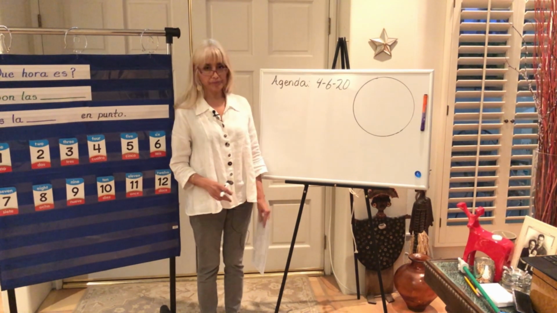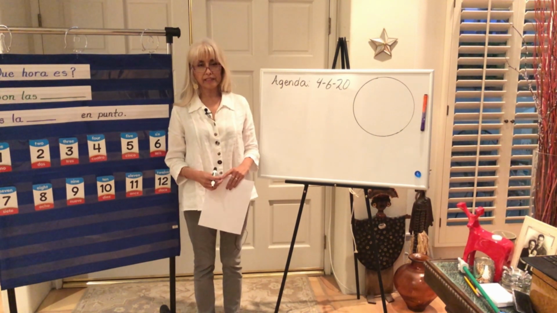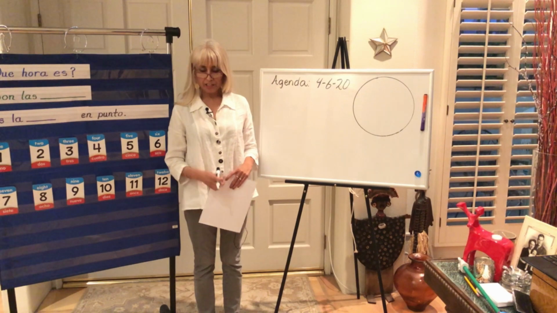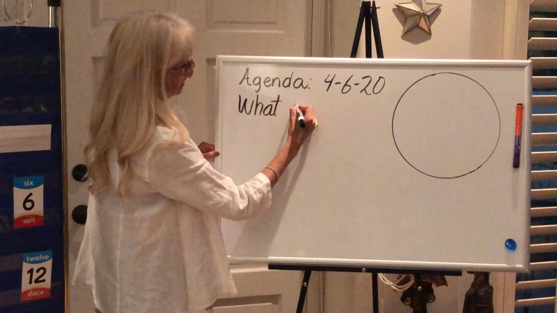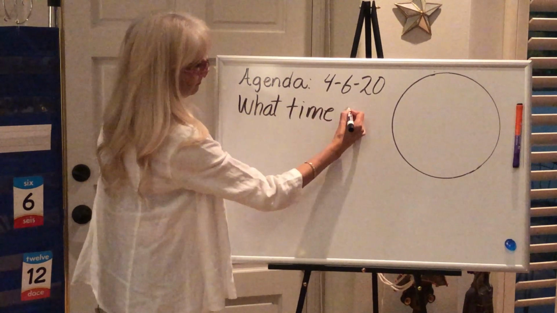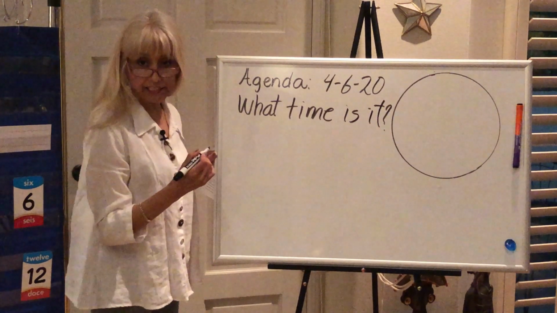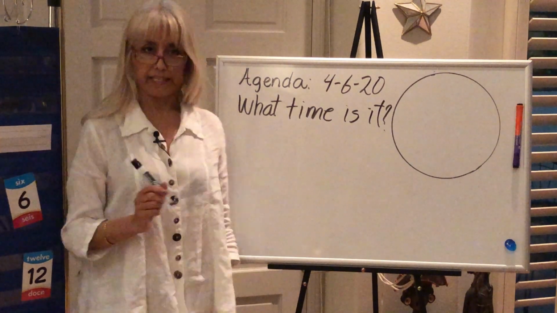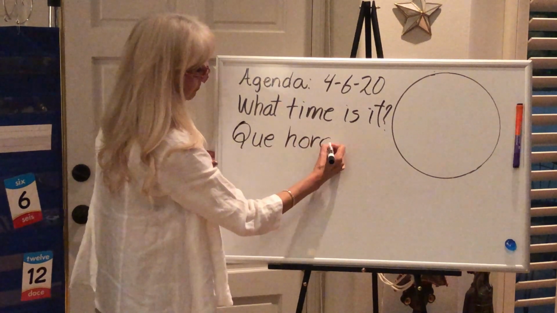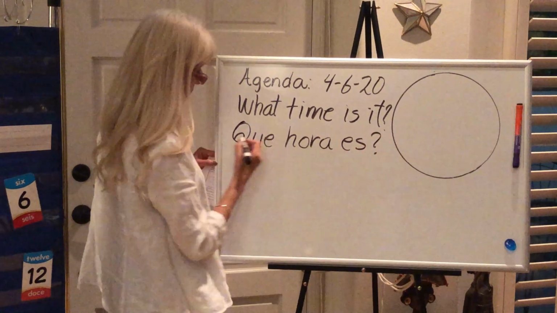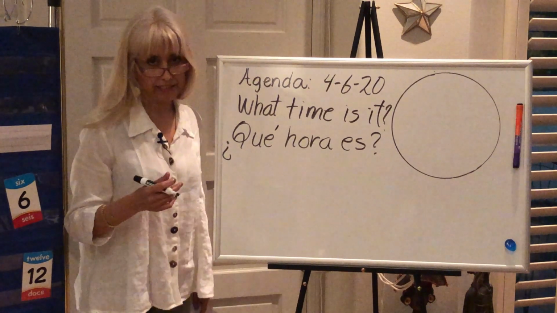So for the agenda today, we are going to learn how to tell time in Spanish. In English, you will say, what time is it? And in Spanish, you will say, ¿qué hora es? Remember, we have a question mark at the beginning and at the end. ¿Qué hora es? What time is it?